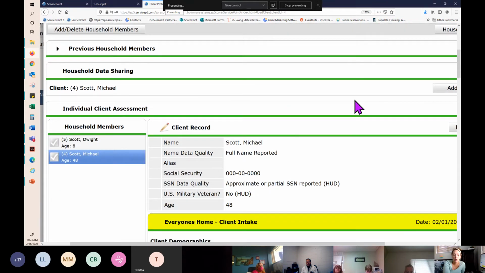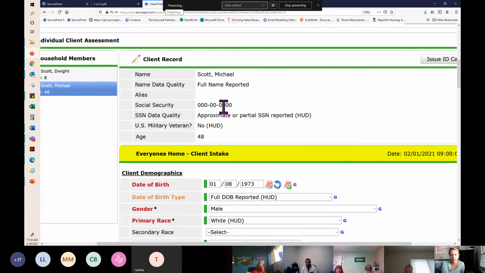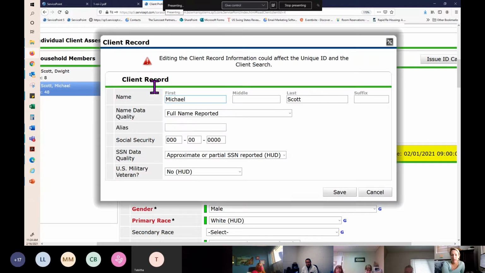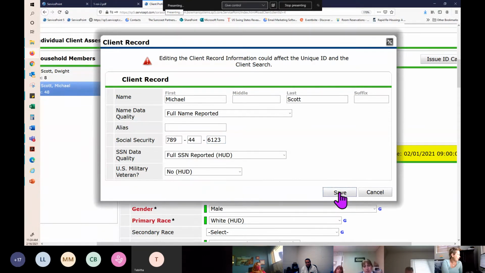From here, so this, to answer your question, Brian, if we identified that we have Michael's social security number, at first maybe we entered all zeros, but now we have it, we can click that pencil and edit this information to record Michael's social security number. Whoop. And now we can save.